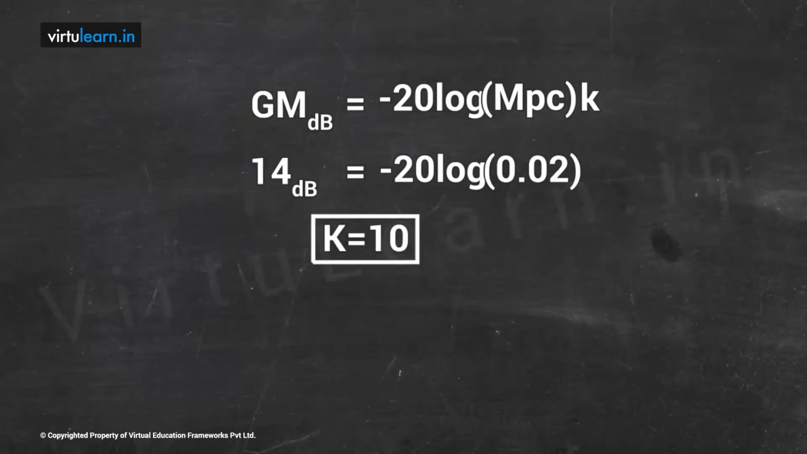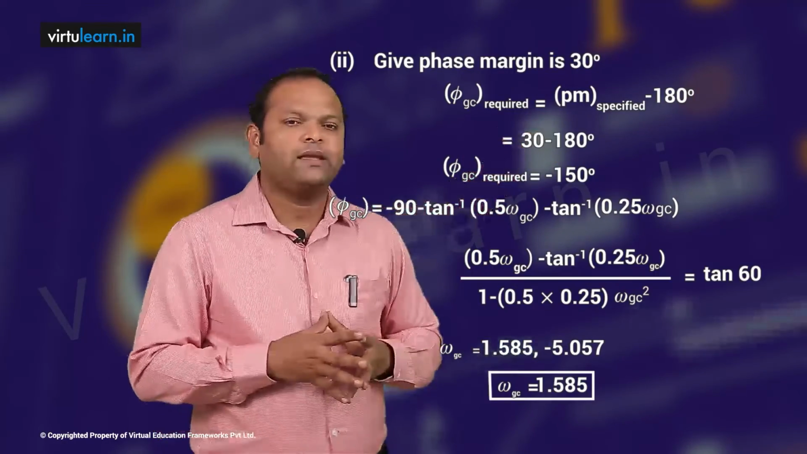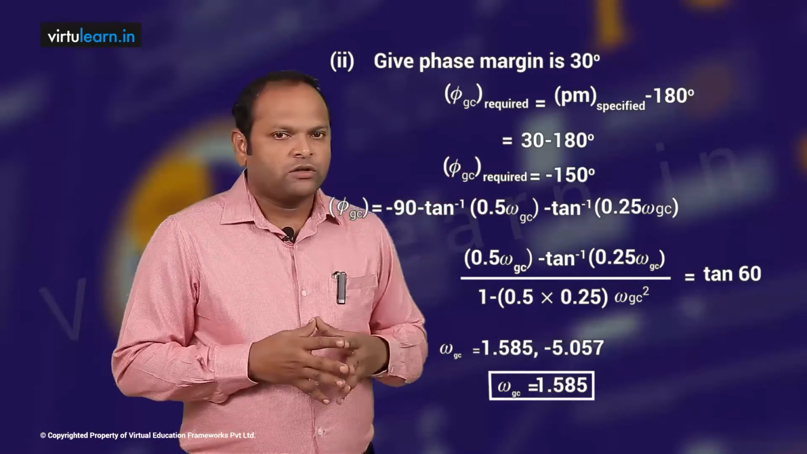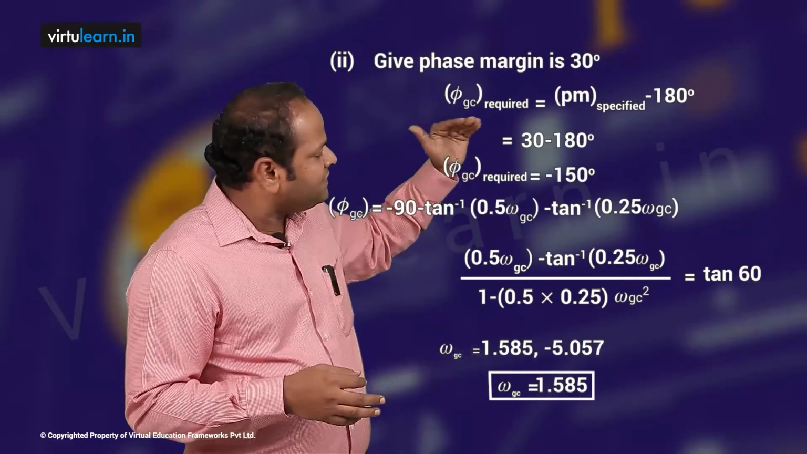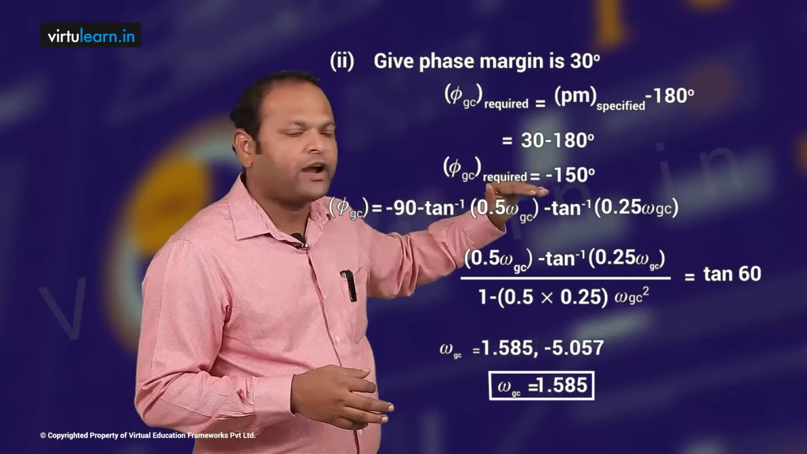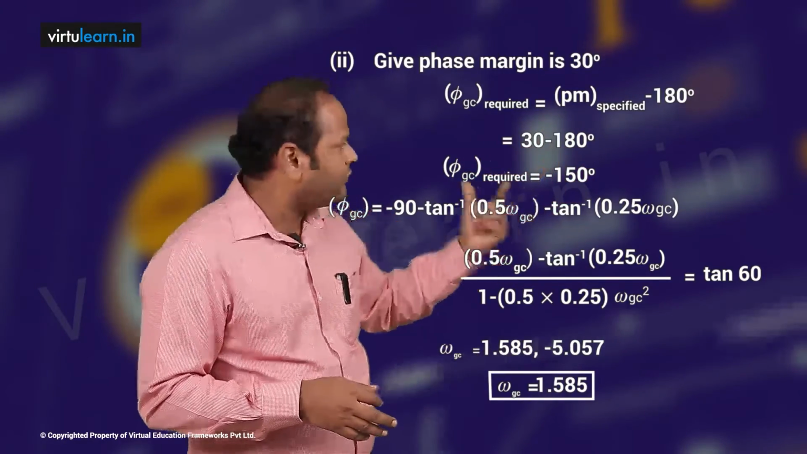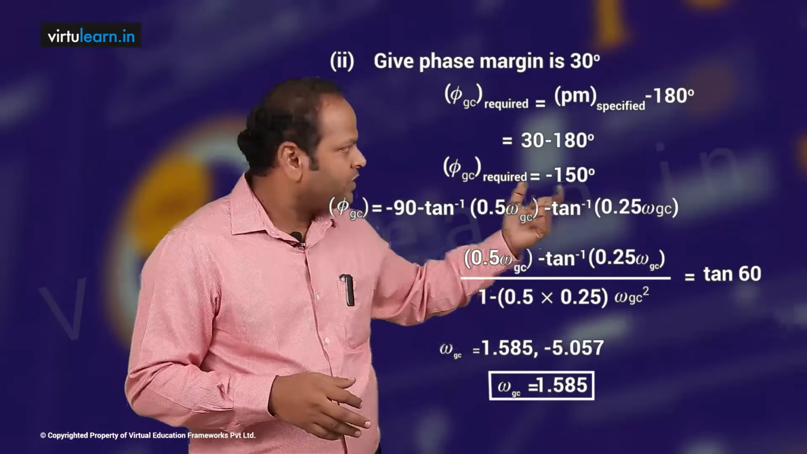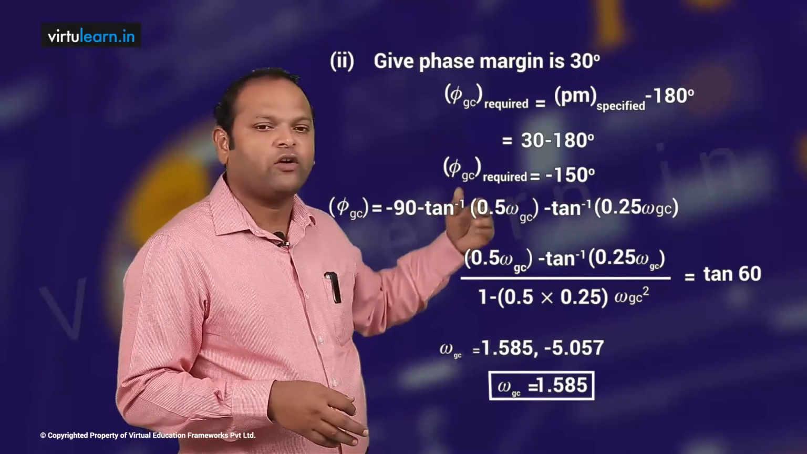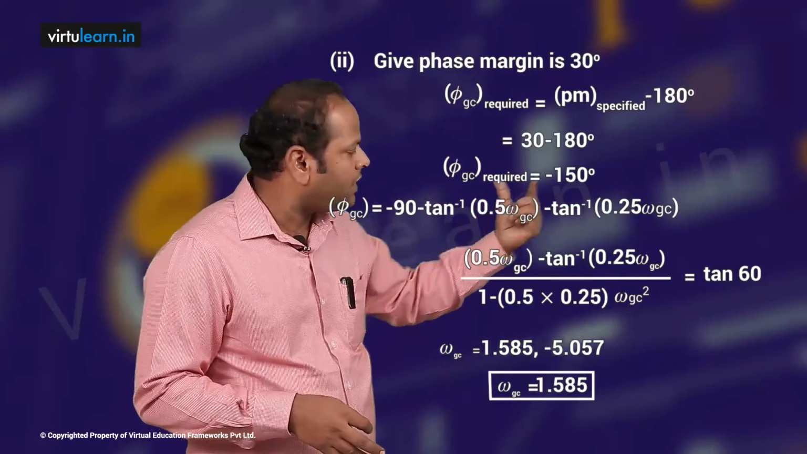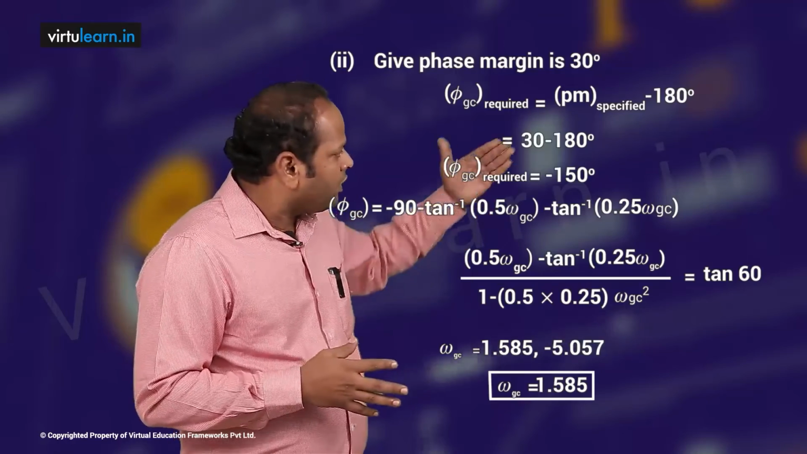Similarly, the second part of the problem. In the second part, we need to find K value such that the phase margin is going to be 30 degrees. We know the steps. So first of all, we have to find what is the phi GC required. The phi GC required is phase margin specified minus 180 degrees. Specified is going to be 30 degrees. 30 minus 180 is minus 150. Therefore, phi GC required is minus 150 degrees. Now, equate the phase angle expression to phi GC required. What is the phase angle expression? We have already minus 90 minus tan inverse 0.5 omega minus tan inverse 0.25 omega, that is equal to minus 150. Now we can solve this.